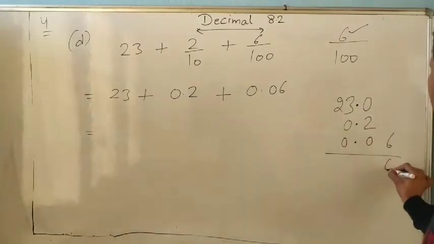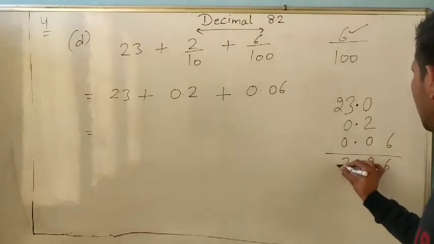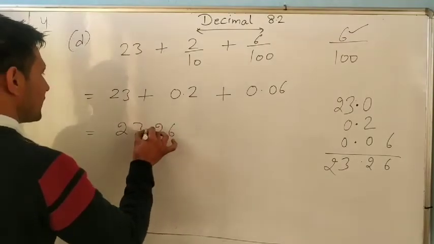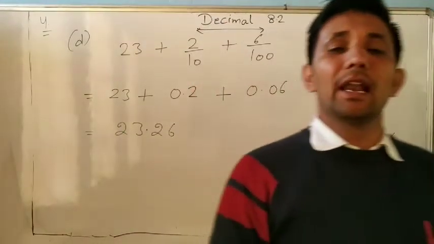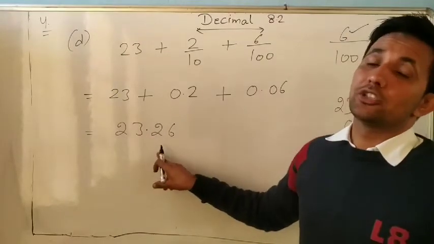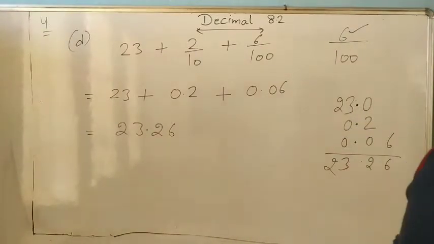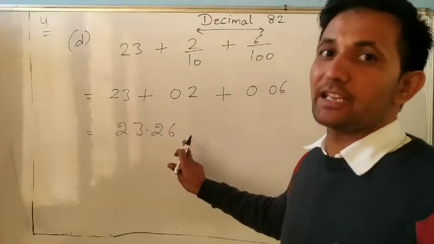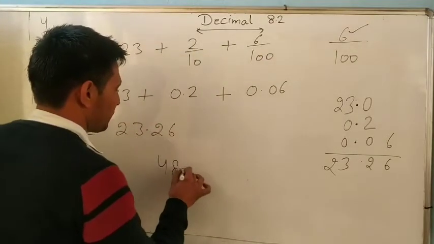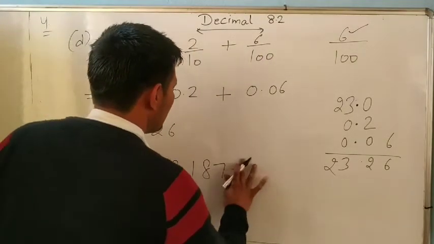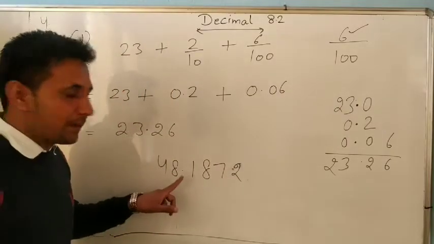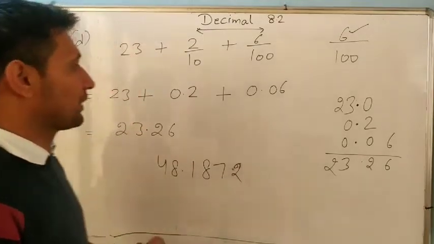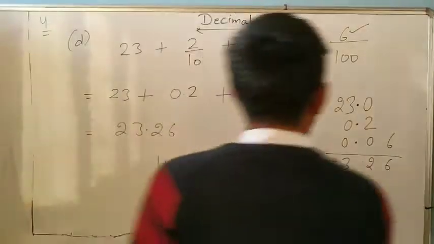Now we add 6, 2, 3, 2. So 23.26. And we don't read it like twenty-three point twenty-six. No, after the decimal we always read digit by digit: 23.26. Okay, like this one. 48.1872 is given, so we will read 48.1872. Right? Like this we will read the digits in a decimal. Okay.